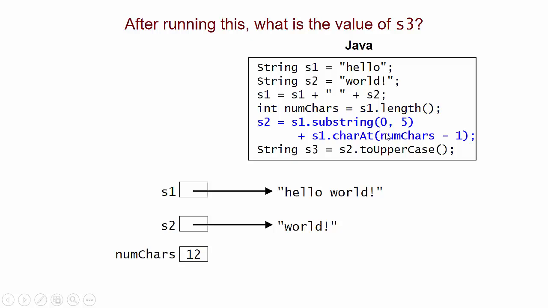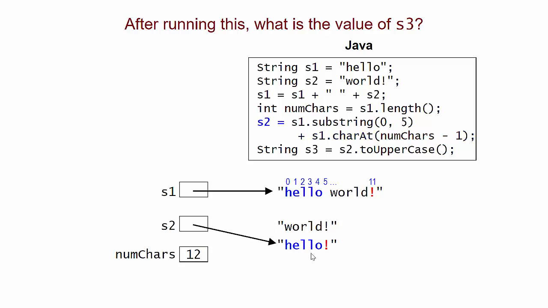Then we're forming a new string. First, we're doing substring, and we're saying we want to go from position 0 up to but not including position 5, and so we're getting just the substring hello, and then charAt is giving us the single character at position 12 minus 1 or 11. That's the character that is the exclamation point, and so we're then going to concatenate that onto the end of the substring that we got, and then we're taking that new string object and we're making S2 point to it.